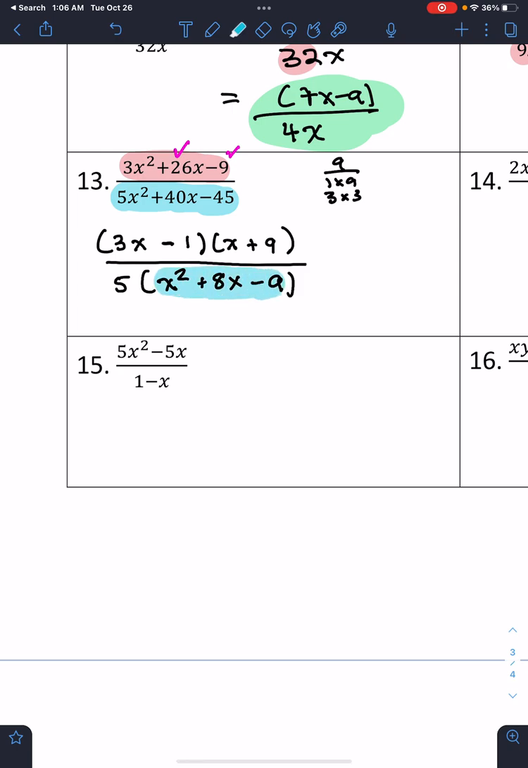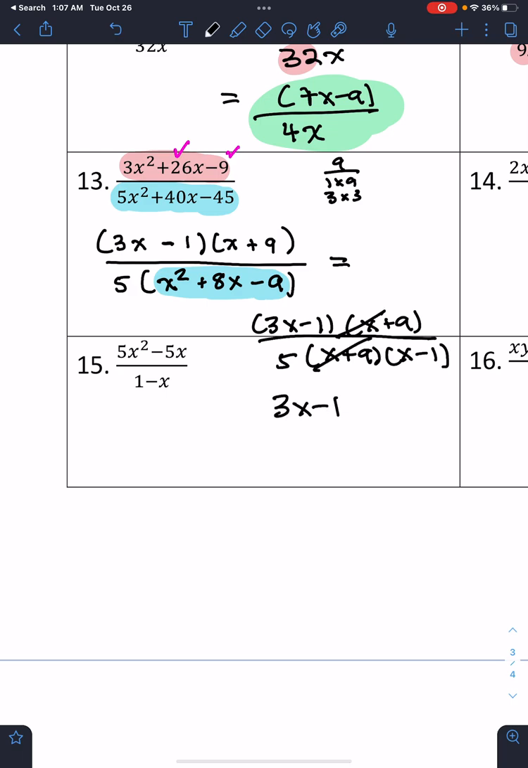And now I have to factor this part, which will be, let's see. What two numbers multiply to -9 and add to 8? Well, that's going to be a +9 and a -1. And then the x plus 9's cross out. And this is what you are left with right here. Like I said, it happened pretty quickly once you start seeing everything.